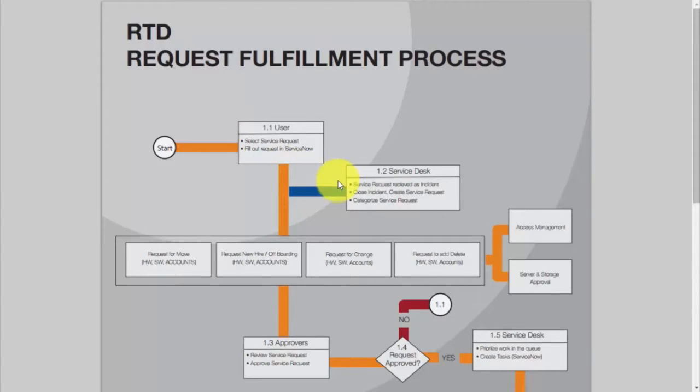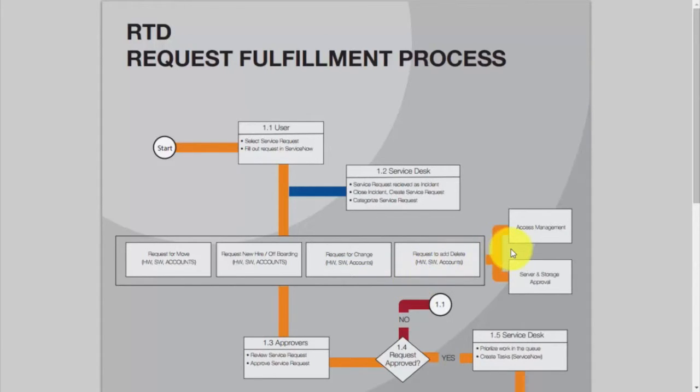The service request will be received by the service desk as an incident. And so the service desk will be responsible for identifying very quickly that it is a service request, closing the incident, creating a new service request, and then categorizing that service request. So we see the different categories: request for move of hardware, software, or accounts, request for new hire or offboarding of an employee or hardware, software, request for change on hardware, software, or accounts, or request to add or delete.